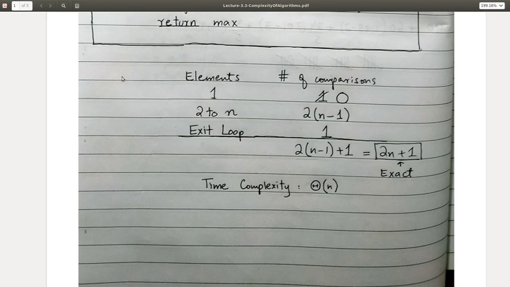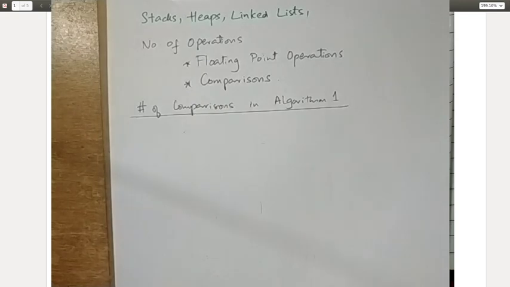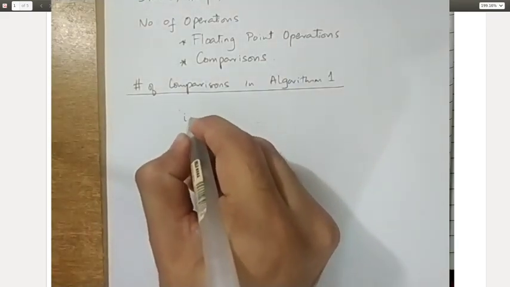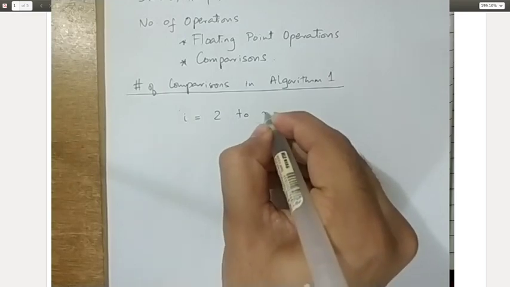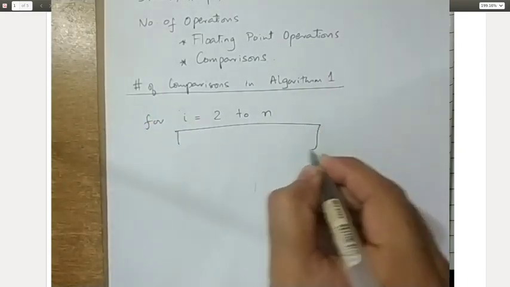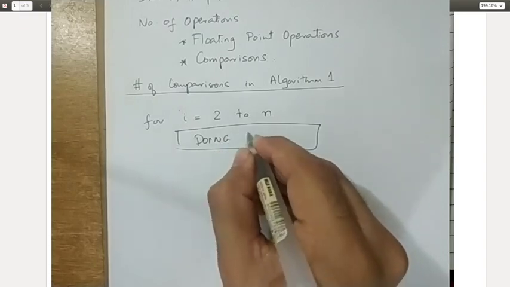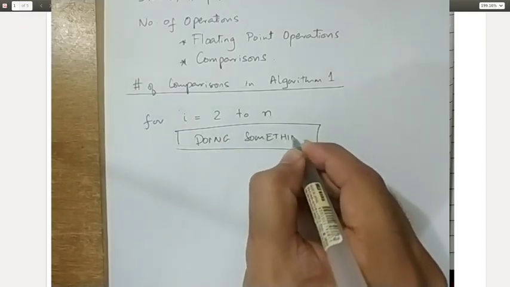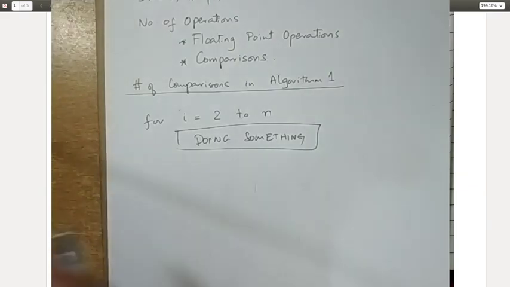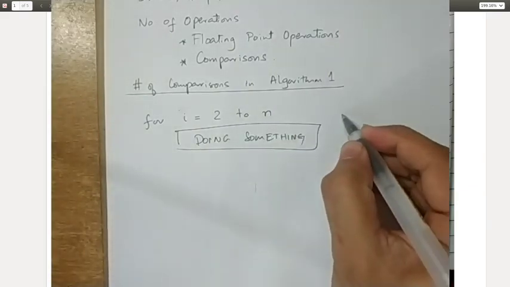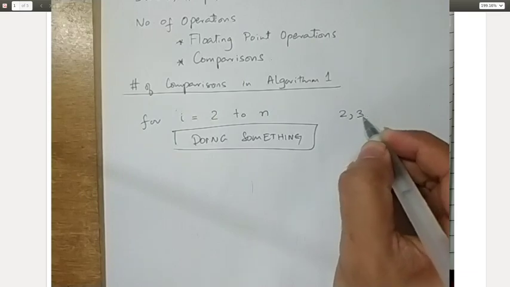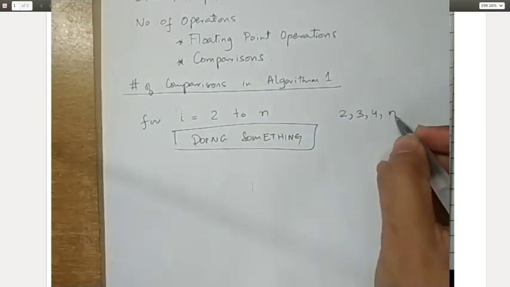Okay, about the exit loop, let's talk about the exit case in some depth. So about the exit loop, let's consider you were doing i equals 2 to n for i, and you were doing something over here. So what happens is you set your i to be 2, and then i becomes 3, and then 4, and let's suppose i becomes n.